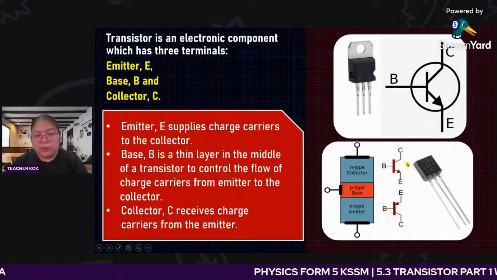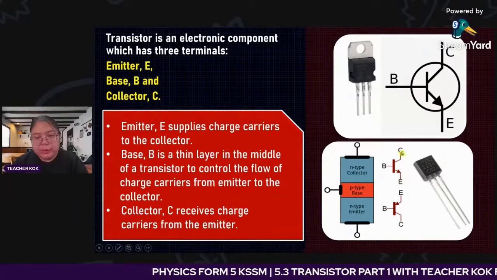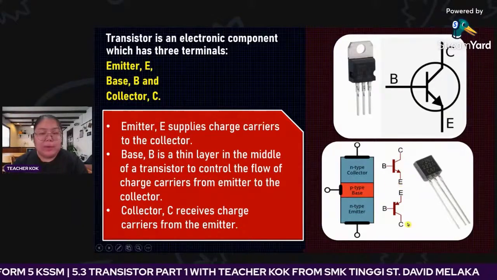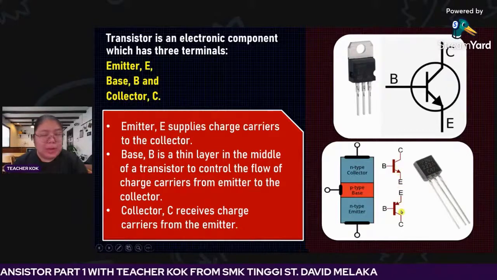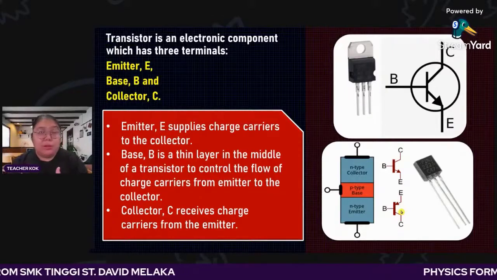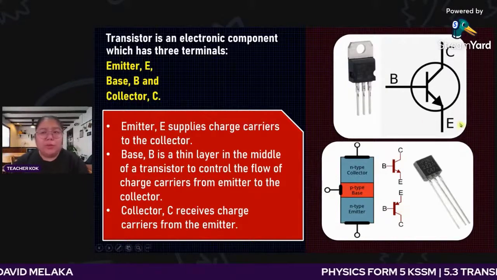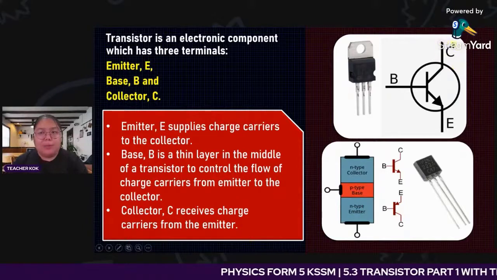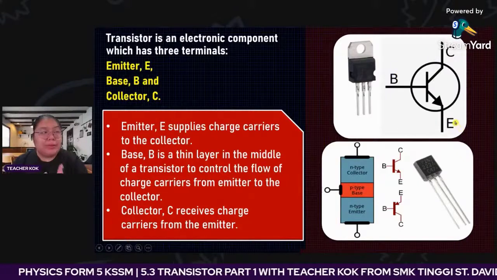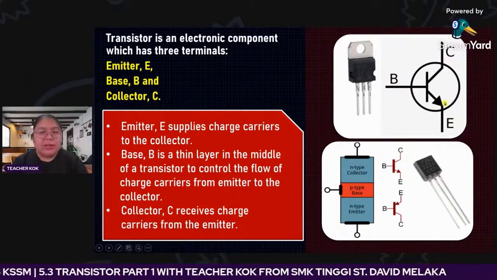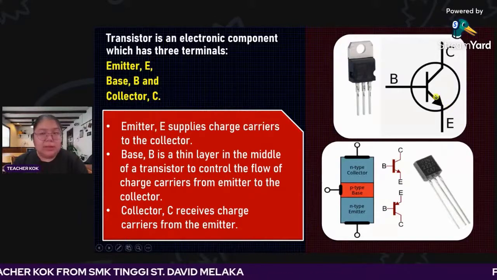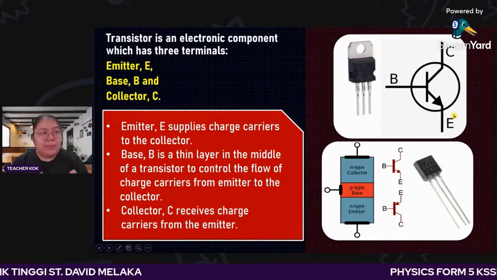One more thing I told you: please don't refer to this symbol. This symbol has a little mistake, because the arrow sometimes is put up, sometimes down, which makes students misunderstand. So what is important is to always remember: up is C, center is B, then the bottom is E. What changes is the arrow. The arrow can be out or in. With the arrow out, we get NPN.